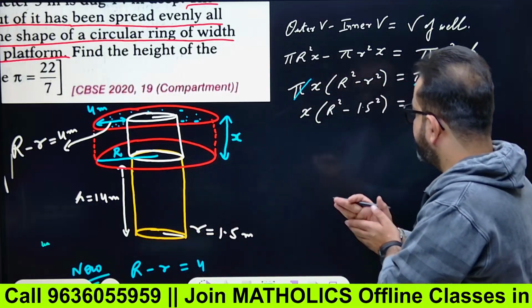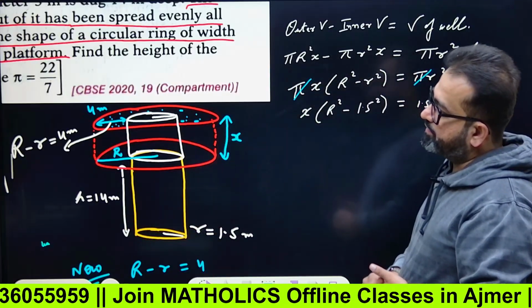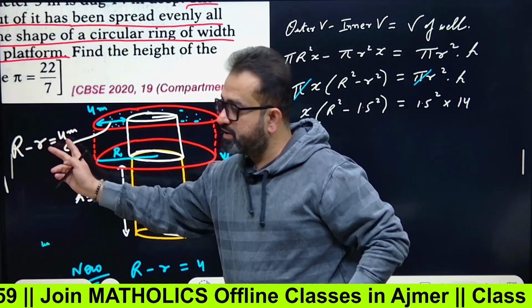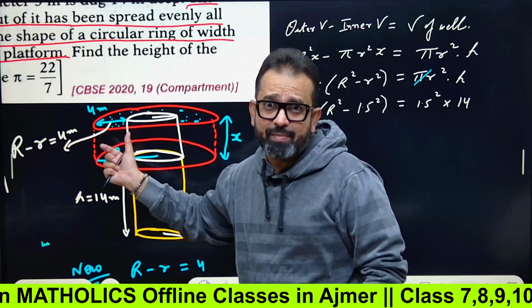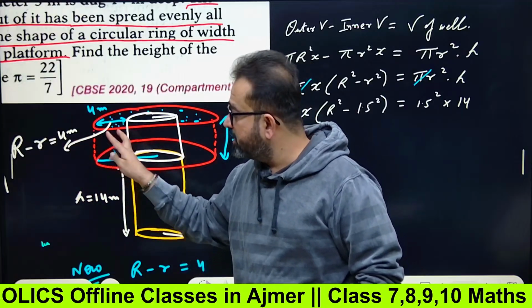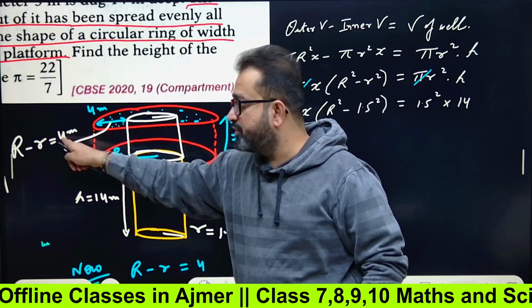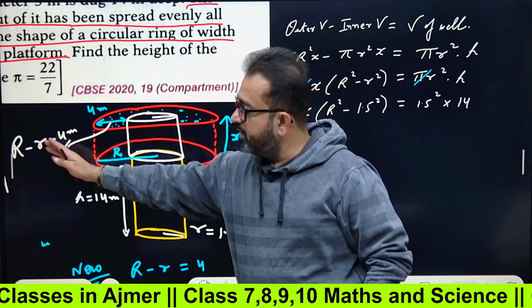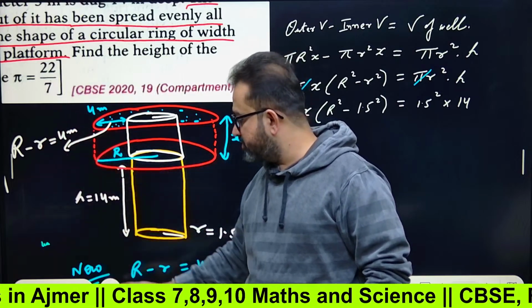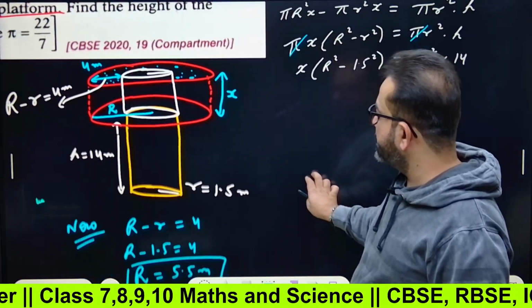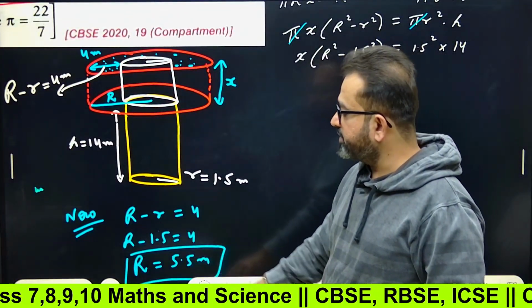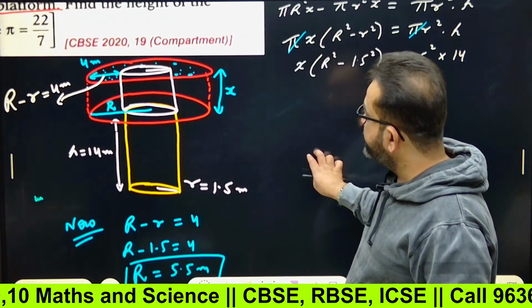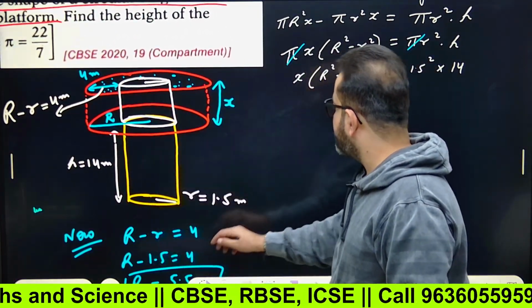Now see how to find capital R. We have been given capital R minus small r is 4. The width of the platform, this width, is R minus r, and it is 4. Small r is 1.5, so 1.5 gets added to 4. So capital R is nothing but, here it is solved, capital R is 5.5 meters. So you just have to put the value of capital R as 5.5.